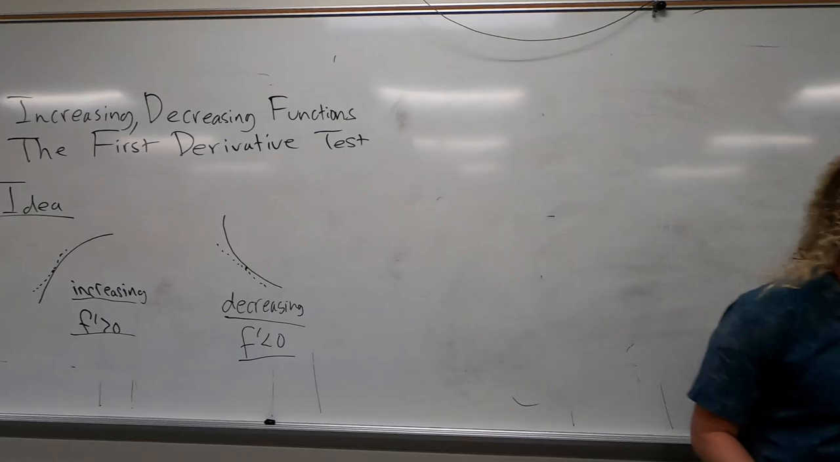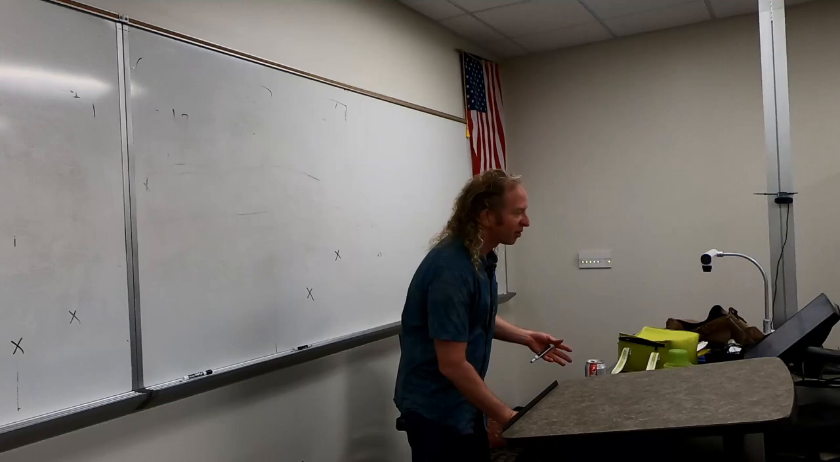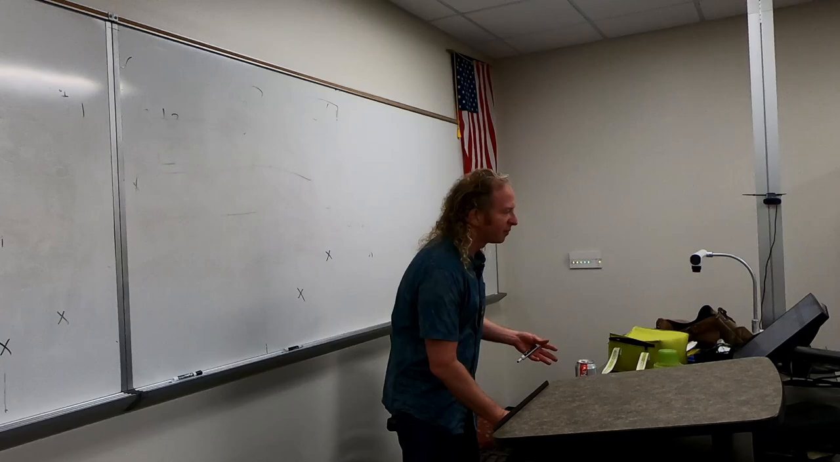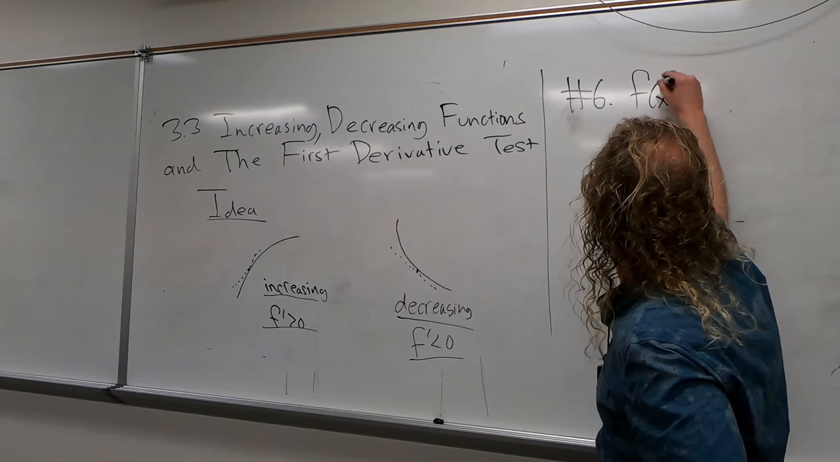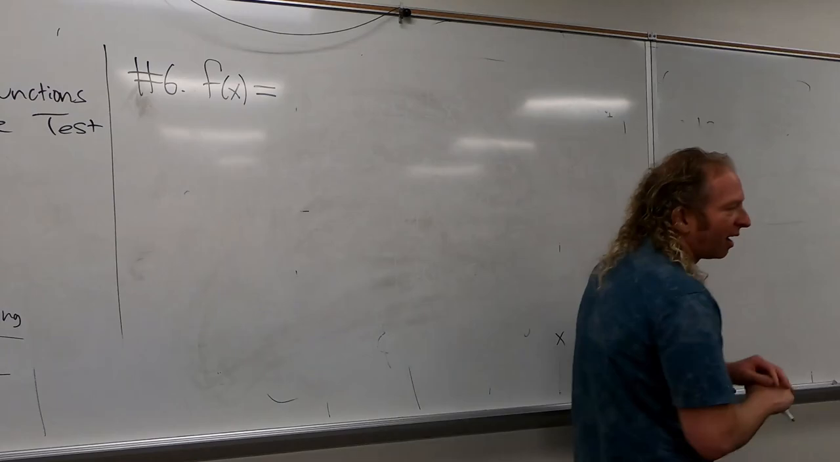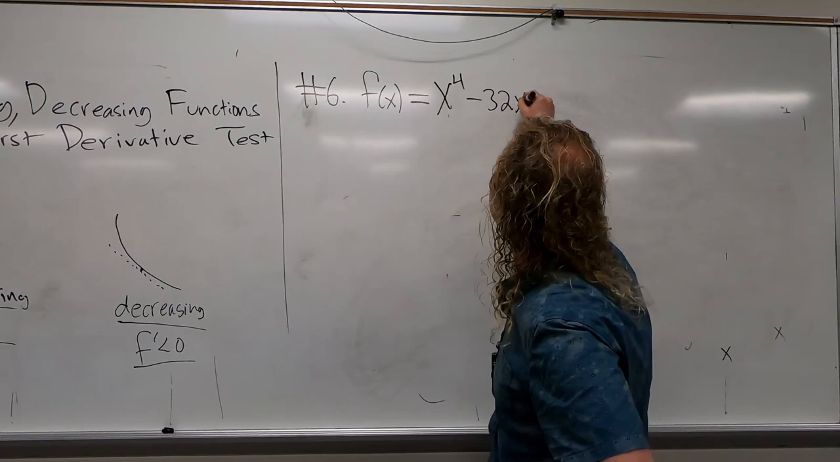Let's do a problem from the homework. Let's do a couple of problems from the homework. Let's start off with, I want to pick one that's relatively challenging. Let's try this one. Let's try number 6 from the homework. Number 6. So f of x equals, anyone have the homework up right now? Anyone have it up? Are you working on it? Okay. x to the fourth minus 32x plus 1. So x to the fourth minus 32x plus 1.